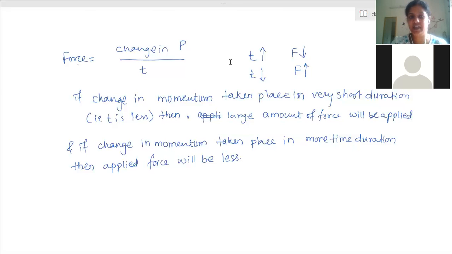So duration is less. So what will happen? The amount of force applied by the ball on the hands will be too large. Due to that, the person will get hurt a lot. He may get fractured, ma'am, also sometimes. Ball on the hands or hands on the ball? Ball on the hands. Ball's momentum has changed, so ball is applying force on the hands.